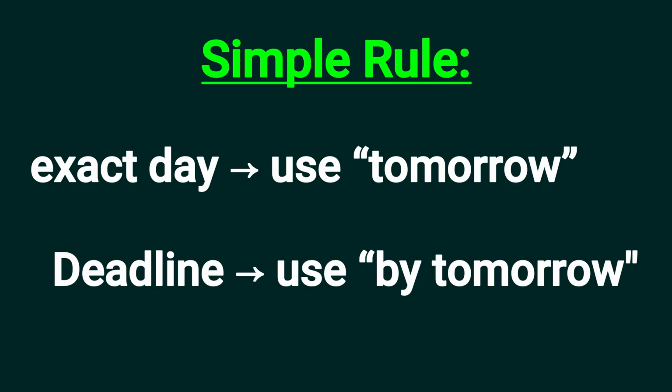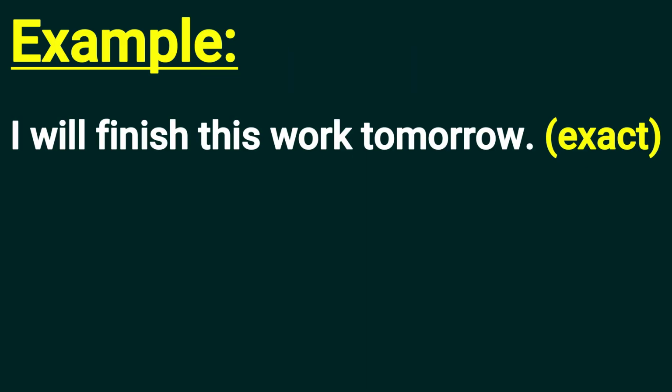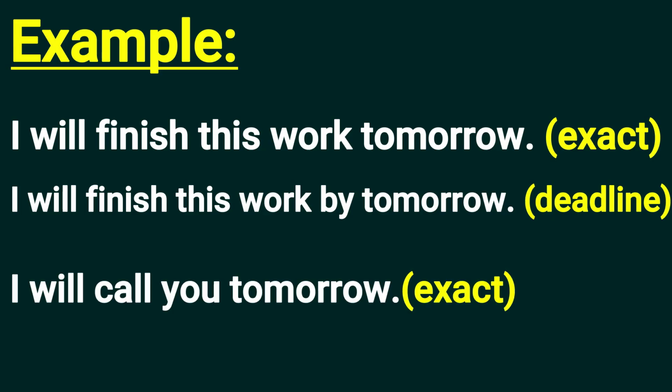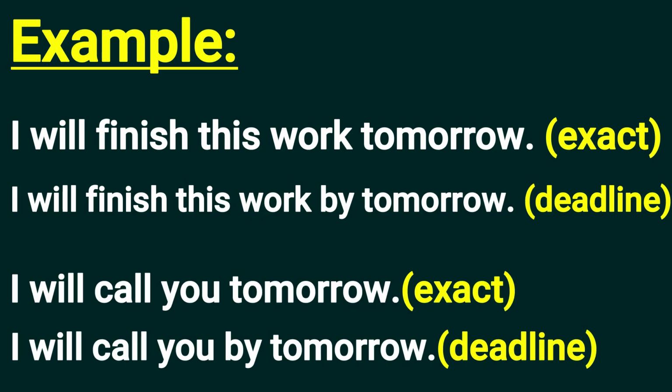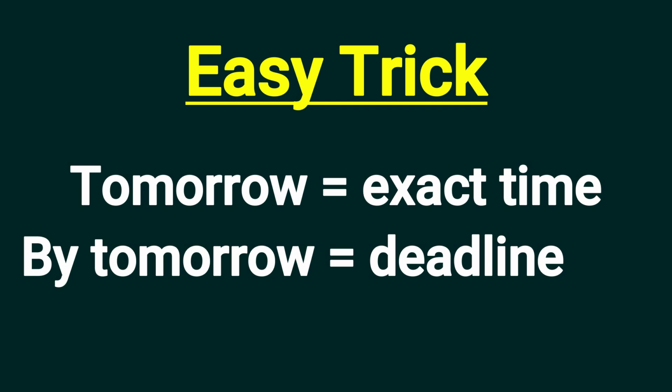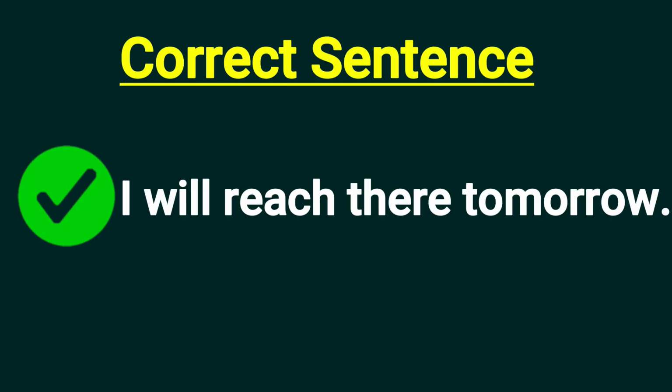So let's understand more by examples. I will finish this work tomorrow. It is talking about exact time. I will finish this work by tomorrow. It is talking about a deadline. I will call you tomorrow. Again, it is talking about exact time. I will call you by tomorrow. It is talking about a deadline. So the exact trick is use tomorrow when you are talking about exact time. Use by tomorrow when we are talking about a deadline. So the correct sentence is I will reach there tomorrow.